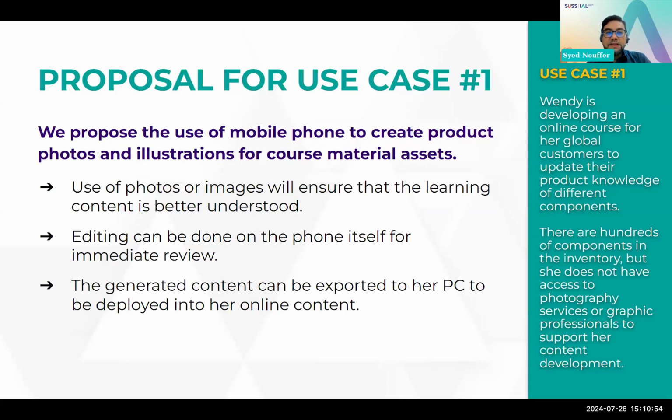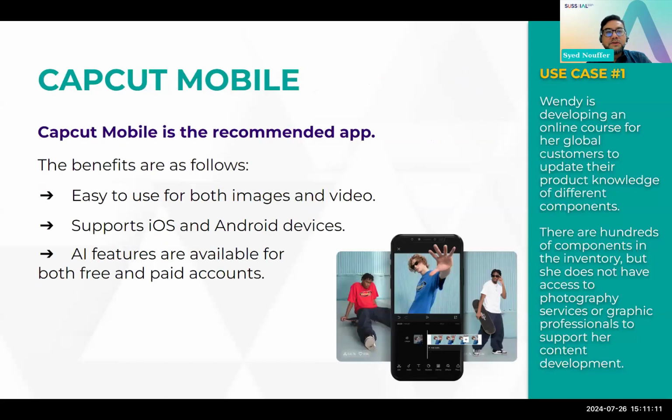And using the mobile phone, we want to have the capability where our mobile device is connected somehow to our PC or computing device to be deployed in the online content. So the product or the app that I'm referring to is CapCut Mobile. A few reasons for it. It's easy to use for both images and video. It supports iOS and Android devices. And there are AI features available for the free and paid accounts.